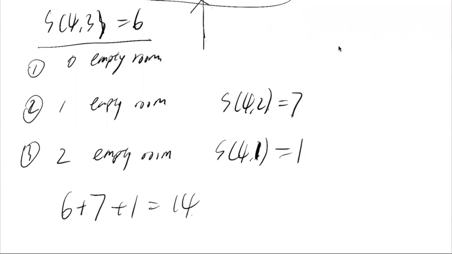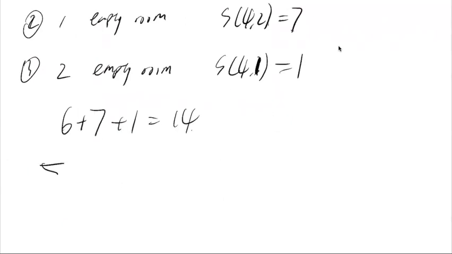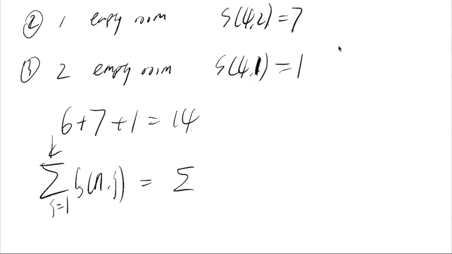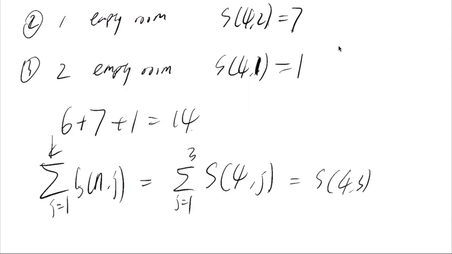You can also write it in summation form. So the sum from j equal to 1 to k of S(n, j). In this case, it's the sum from j equal to 1 to 3 of S(4, j). So that's just S(4, 3) plus S(4, 2) plus S(4, 1).